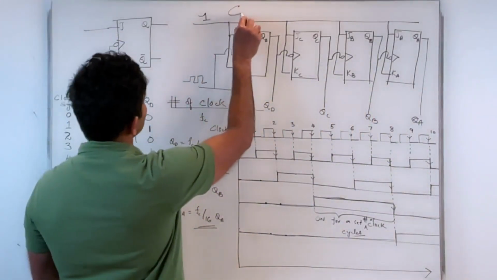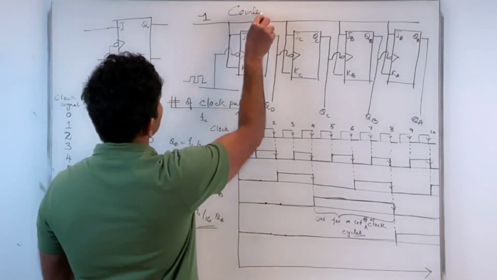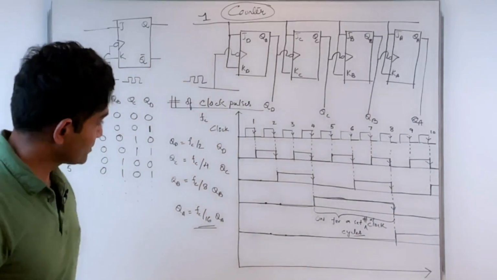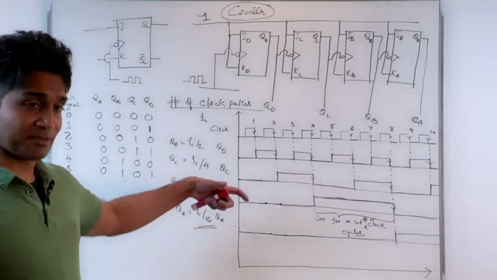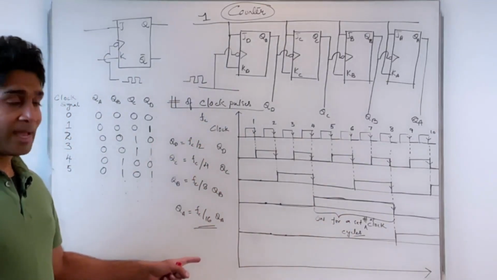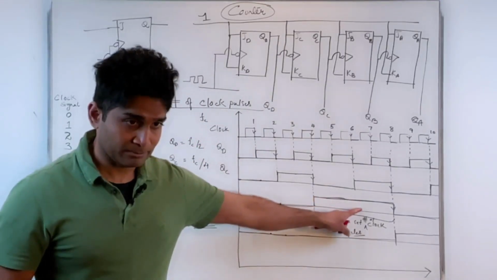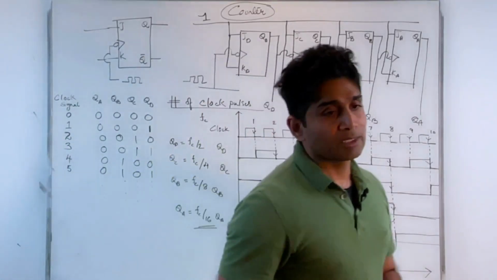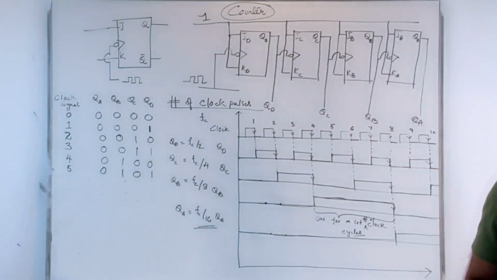A counter can be utilized to count the number of clock pulses, count the number of events, as a frequency divider, in this case, as a timing signal generator. So you can have multiple applications for a counter in your device design.